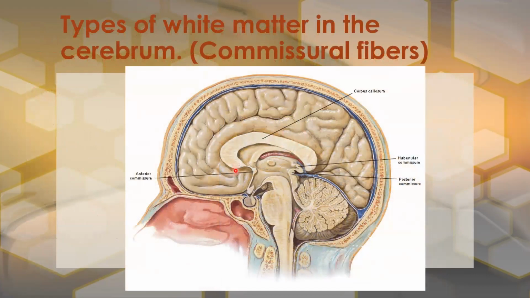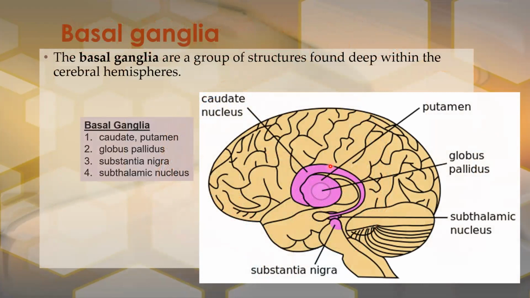Okay, another picture showing the corpus callosum and other types of commissural fibers like the anterior commissure, habenular commissure, and posterior commissure. And now we move on to the basal ganglia. The basal ganglia are a group of structures found deep within the cerebral hemisphere. They are made of the caudate nucleus, the putamen, the globus pallidus, substantia nigra, and subthalamic nucleus.